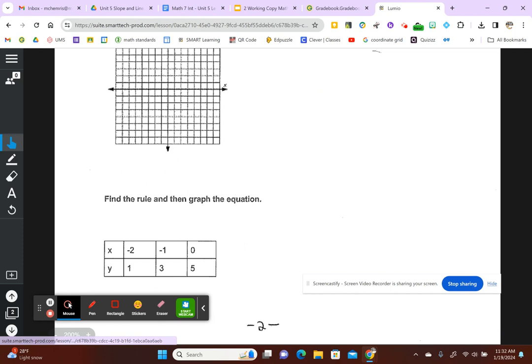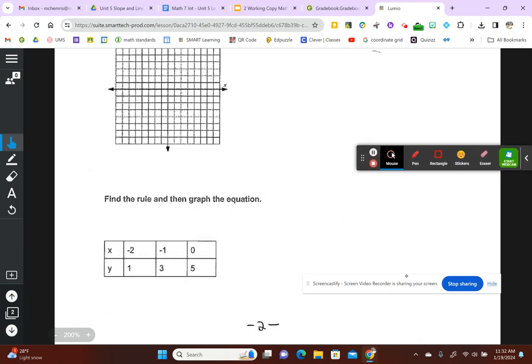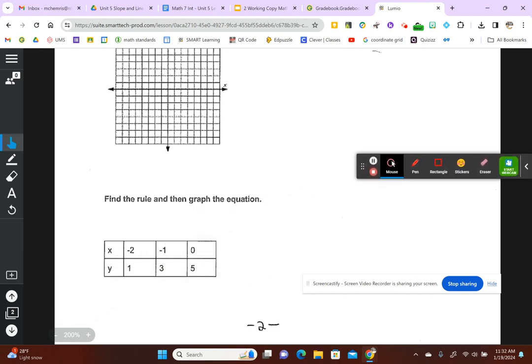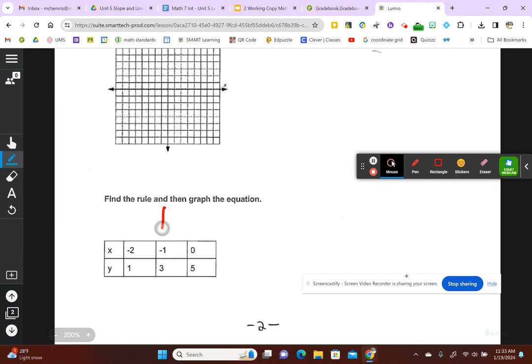So now they give us a different chart, and they're asking us, can I find the rule to this chart? Since it's very likely this could be a proportional relationship, the first thing I want to do is figure out if it's a proportional relationship.